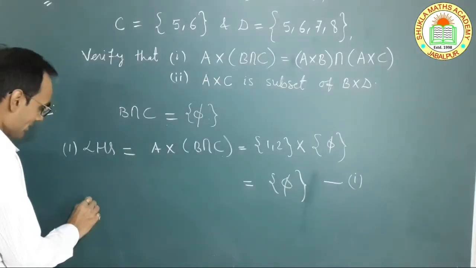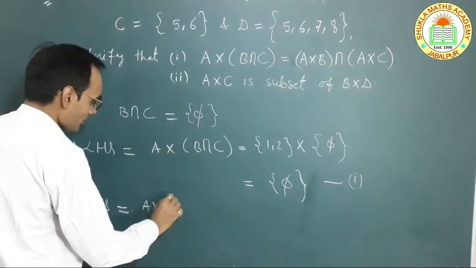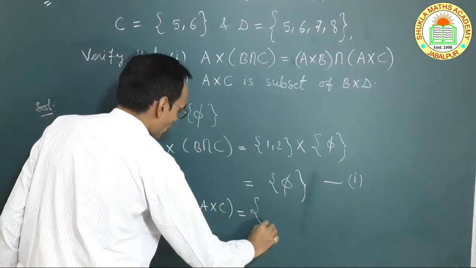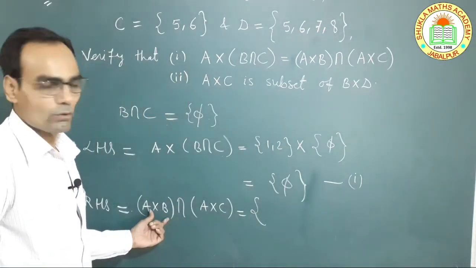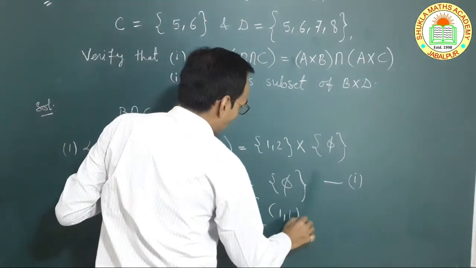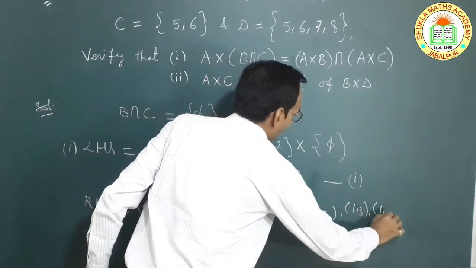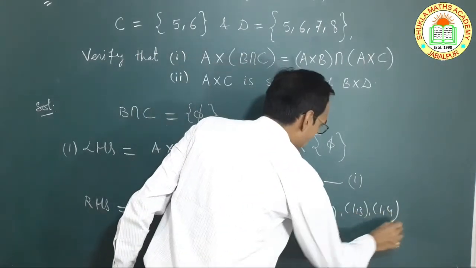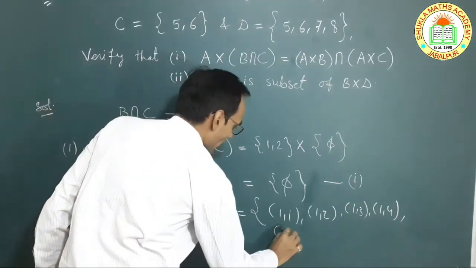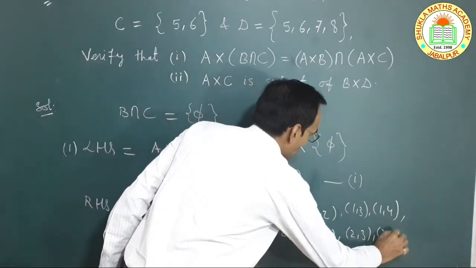And now for the right hand side, it is (A × B) ∩ (A × C). First we will find A × B, the Cartesian product of A and B. So this is (1,1), (1,2), (1,3), (1,4). Okay, and make a pair of 2 with all the elements of B, that is (2,1), (2,2), (2,3) and (2,4).